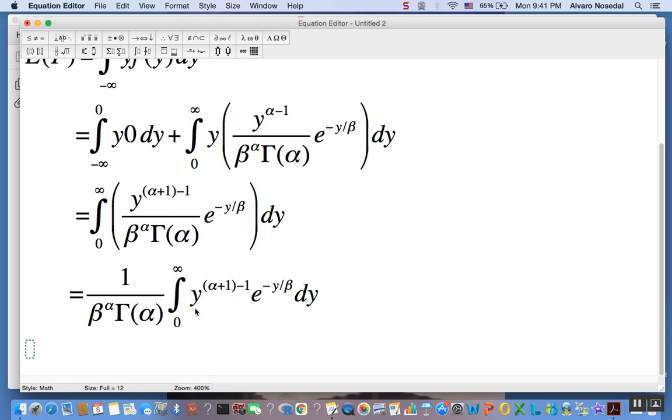But here we need to divide by beta to the something. The something is alpha plus 1, times the gamma function evaluated at the something. The something is alpha plus 1. Okay, so that's exactly what we're going to be doing. We're going to divide by the constant that would make the expression inside that integral a gamma.